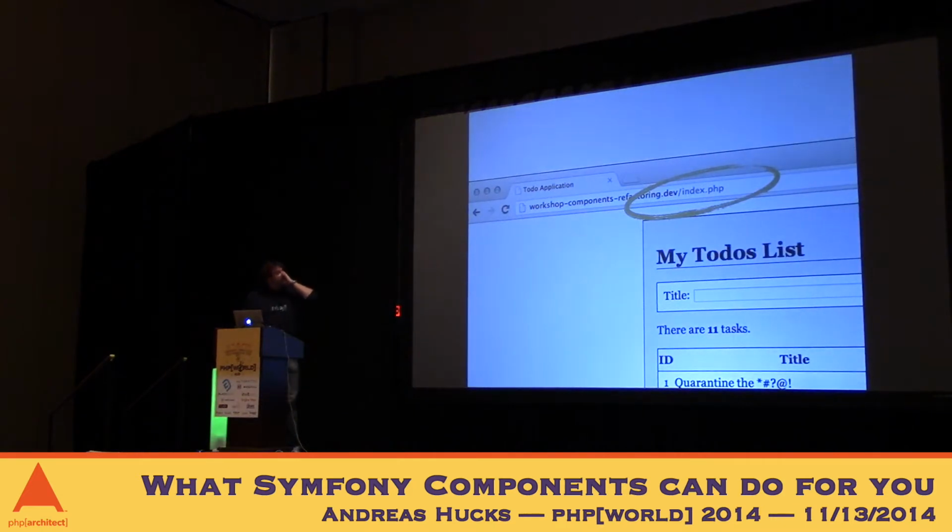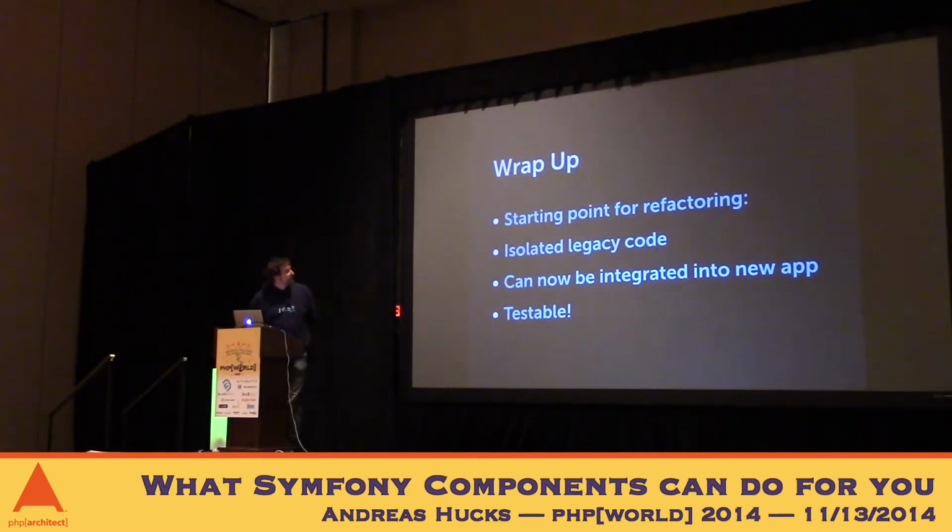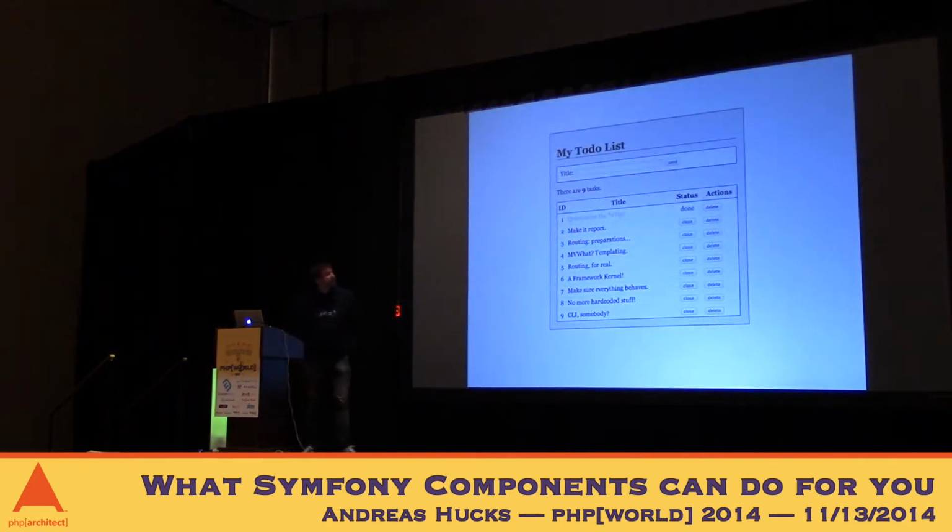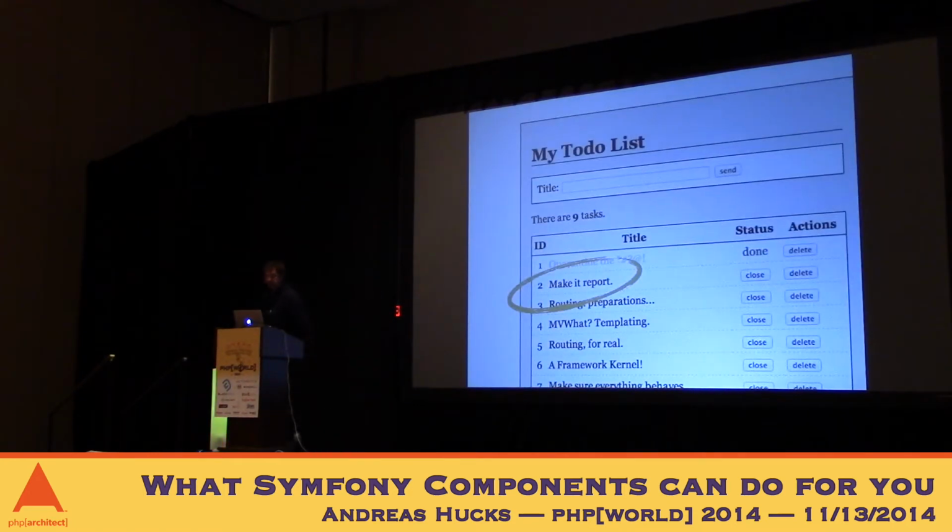So far what we've kept is our URL structure, so our application is going to keep working. And we isolated the code, it can be integrated in a new app, it's testable. So we can move on to the next point. And the next point would be to improve error reporting a bit. I call it make it report.